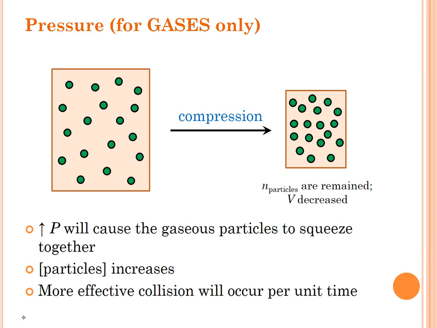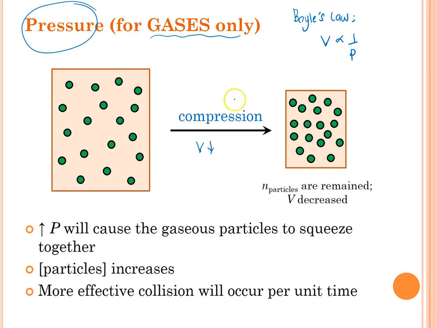The next factor involves pressure, and pressure is used to describe gaseous particles only. Based on Boyle's law, volume is inversely proportional to pressure. When a system is compressed, the volume of the system is decreased. As indicated here, the particles are brought closer together. Therefore, the number of particles per unit volume is much greater when the volume is decreased.